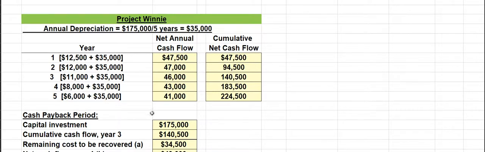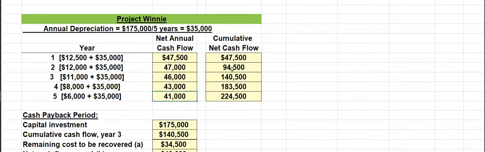$35,000. And so the annual cash flow will be the net income for year 1 plus the depreciation, and we get $47,500. For year 2, we would do a similar calculation, 12,000 plus the add back the depreciation, we get 47,000. Third, fourth, and fifth years, we do a similar approach, and you see the cash flows for each of those years.